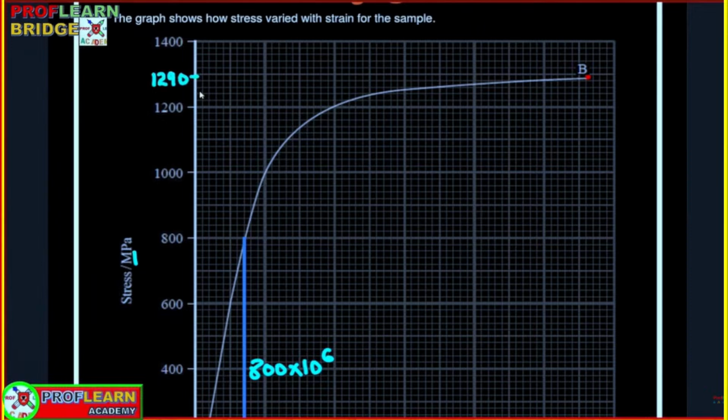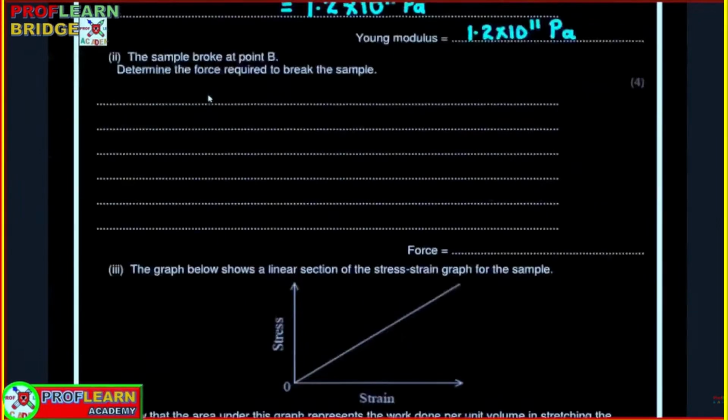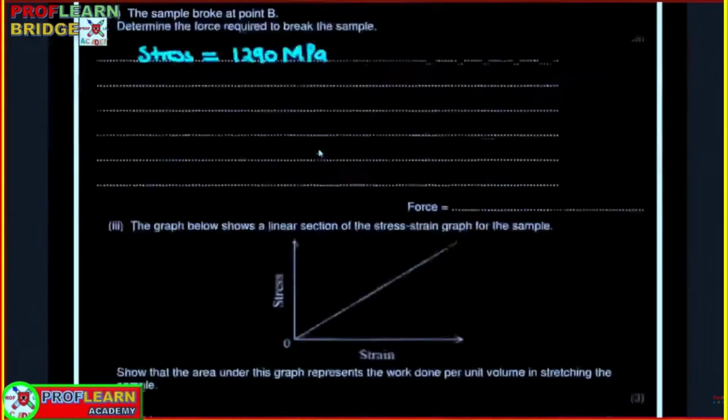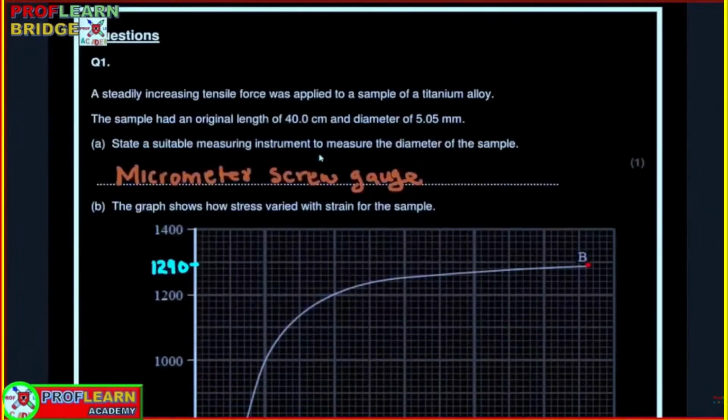So the stress in this case is 1290 times 10 raised to power 6 pascals. And then we can go down here and say stress equals force over area. Right, so we can check here. We have the original length and we have the diameter.